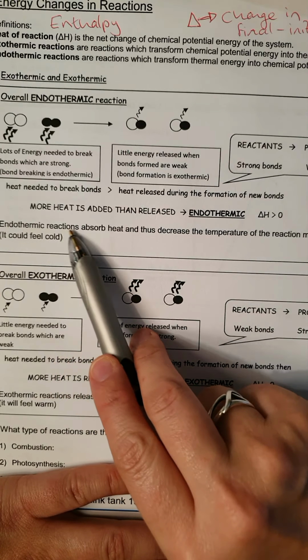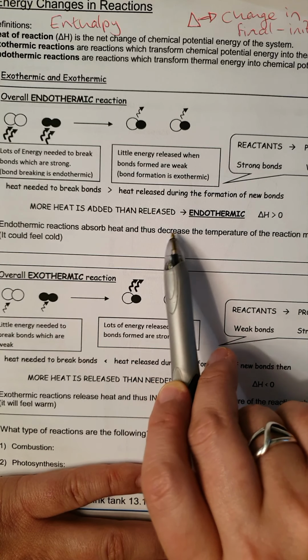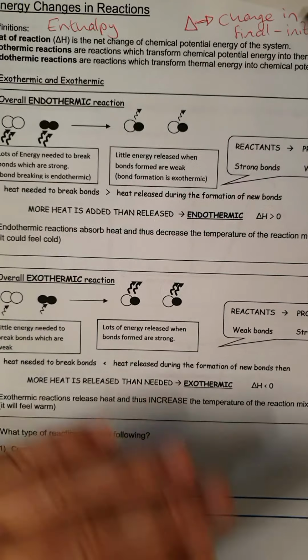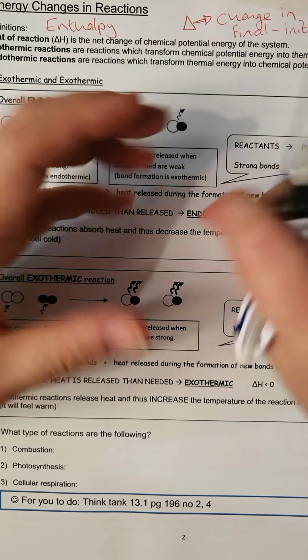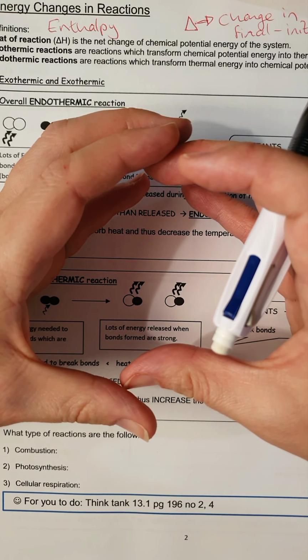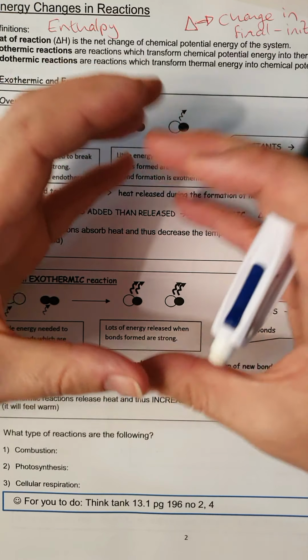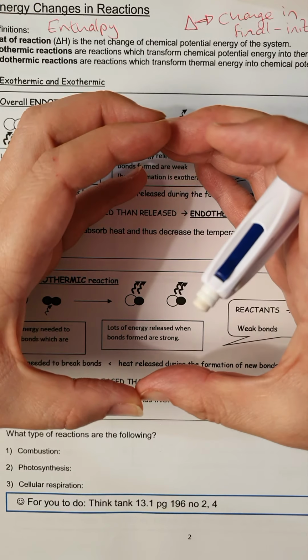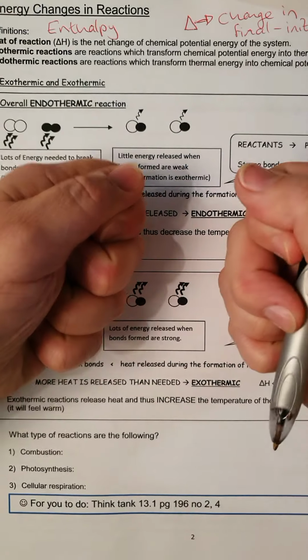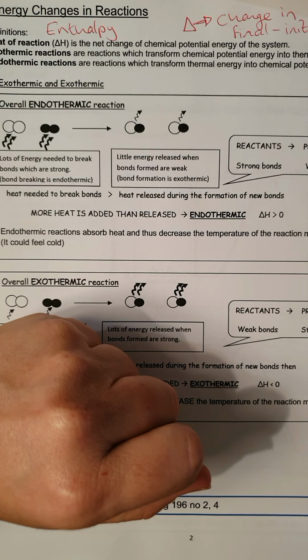Okay, so endothermic reactions absorb heat, thus decrease the temperature of the reaction mixture. So what happens is that if you put 2 liquids in and you held a beaker that had an endothermic reaction in it, you would actually feel cold because it's trying to take in all the heat from the surroundings.